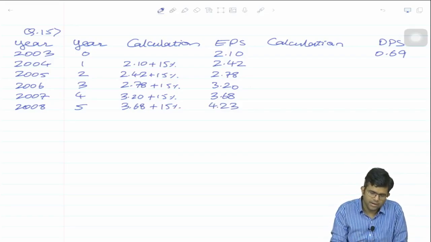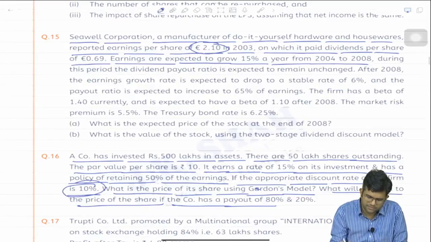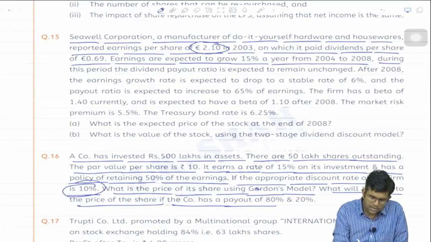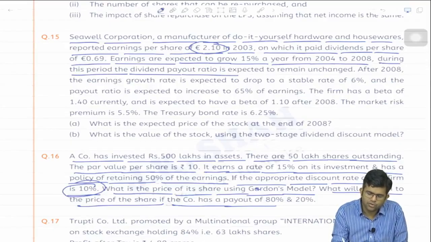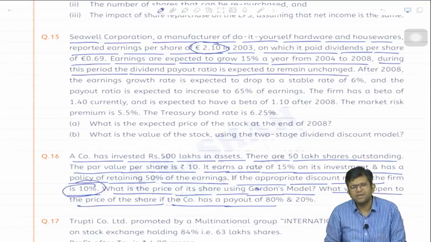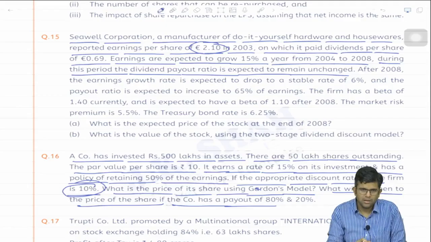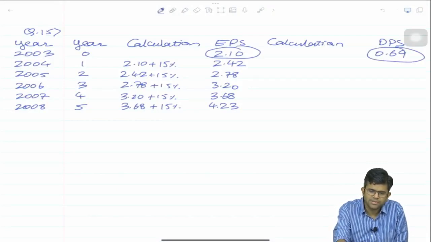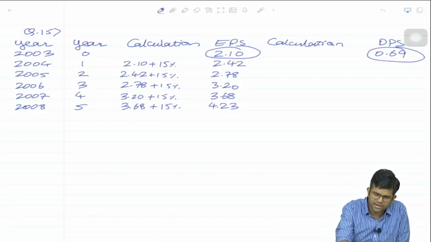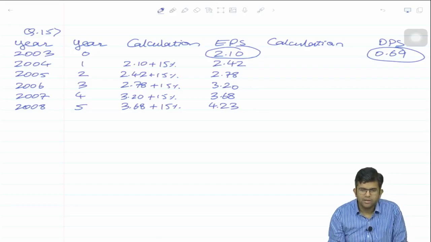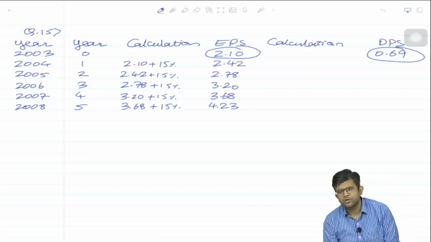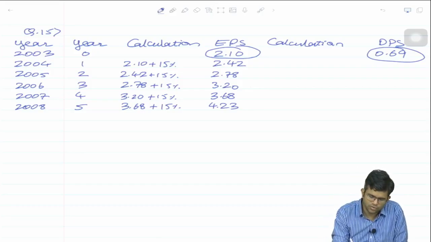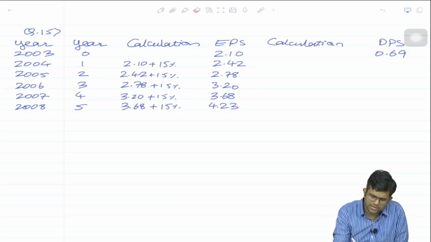Okay. Now, during these years, the dividend payout ratio is expected to remain unchanged. What dividend payout ratio? Do you realize out of 2.1 we had paid 0.69. So 0.69 divided by 2.1. This ratio, do you realize, is going to remain same? Everyone following? So students, if that ratio remains same, look at the screen.